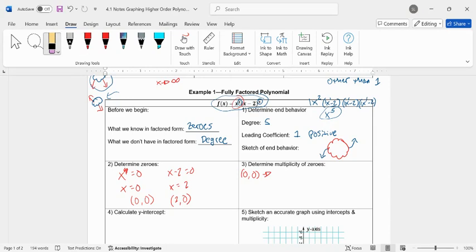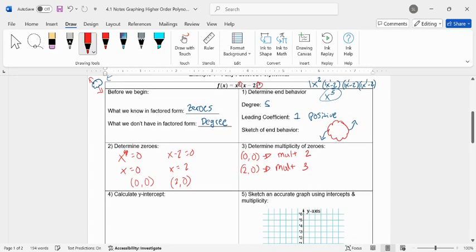Okay, (0, 0). Let's determine the multiplicity. That came from x squared, right? It's really like x minus 0 squared. So the multiplicity is 2. And then at (2, 0), the multiplicity of that one is 3 because it came from x minus 2. So multiplicity of 2 means I'm going to bounce off of that intercept at (0, 0). Multiplicity of 3 means I'm going to wiggle through the x-axis at that zero.